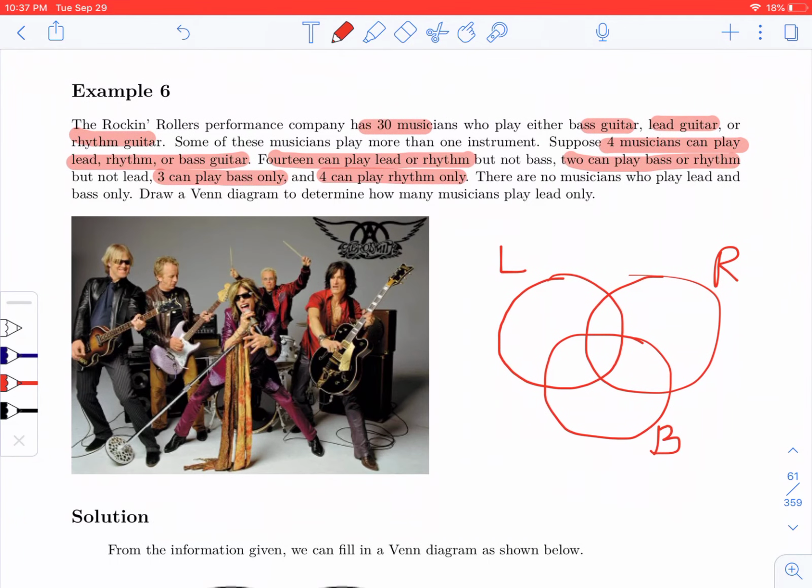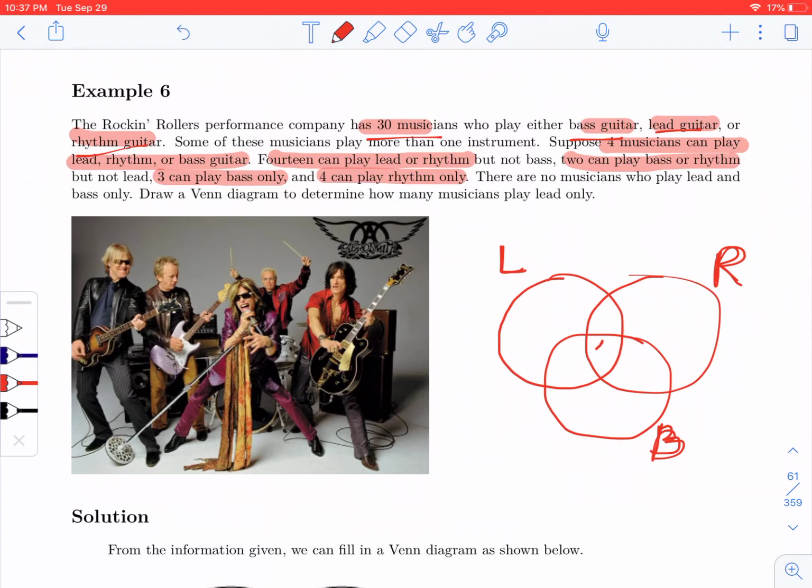All right. Let's say you're in high school. Let's say you're a guitar player and you want to put together a band. Yeah? And let's say you have 30 people who play guitar. I guess that's a lot, but let's say you do. Some play bass, some play lead, some play rhythm guitar. So you categorize them. And the first thing we realize is that there are 4 extremely talented musicians, yes, that play lead, rhythm, and bass guitar.